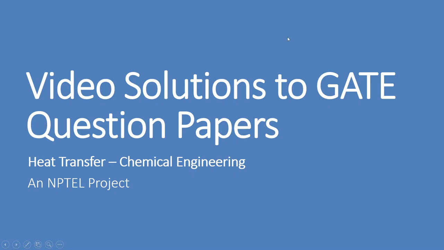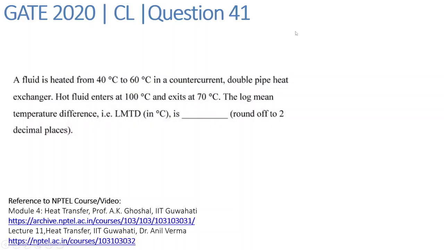So let's look at the second question. In this question, we have been given that a fluid is heated from 40 degrees Celsius to 60 degrees Celsius in a counter current double pipe heat exchanger. Hot fluid enters at 100 degrees Celsius and exits at 70 degrees Celsius. The log mean temperature difference, that is LMTD in degrees Celsius, is dash. So we have to find this log mean temperature difference for a double pipe heat exchanger.